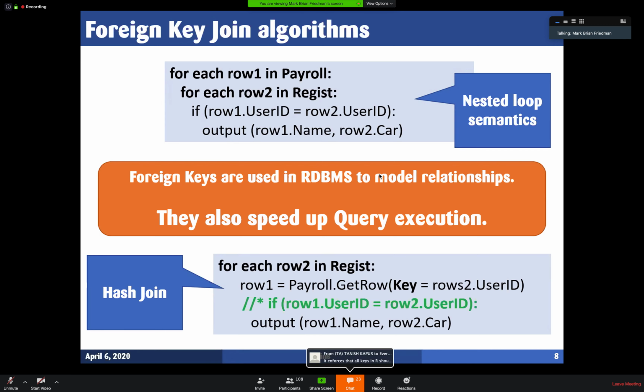I don't want to get into the details of the hash join, but it would in effect execute the code that's shown here. What I realized when we were doing this on Friday is that the if statement I now show commented out is not necessary, given that the foreign key constraint is active. In other words, this user ID has to point to a key field in payroll. Otherwise, the foreign key constraint fails.